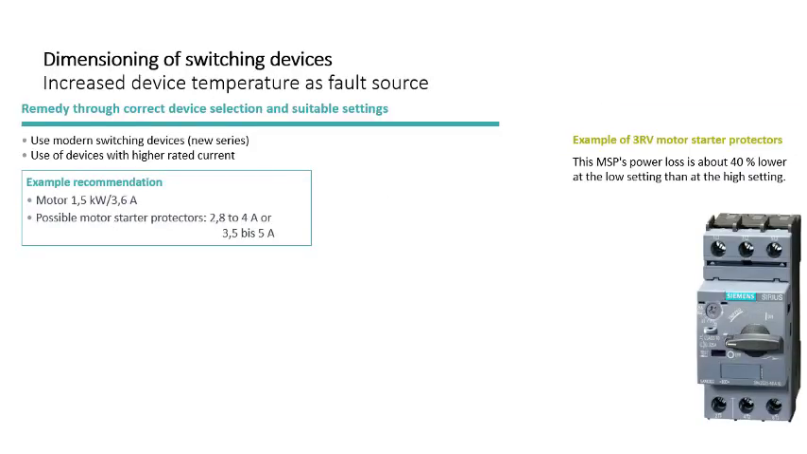Here is an example of how selecting the correct device can also benefit you when it comes to heat loss. Take, for example, a motor, 1.5 kilowatt, 3.6 amp. There are two possible motor starter protectors we could use in this instance: 2.8 to 4 amp, which is within the range, and a 3.5 to 5 amp. The cost differential between these will be very little, if any, but the motor starter protector power loss is about 40% lower at the lower setting than at the high setting. So choosing the 3.5 to 5 amp breaker here would benefit you.